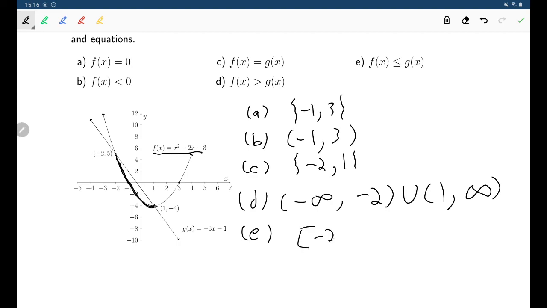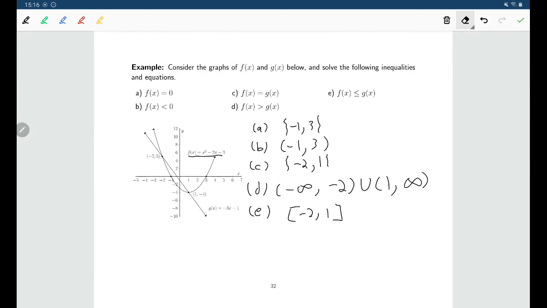Here I am going to include the negative 2 and the positive 1 because those do make the two things equal to each other. Those are x values where f of x is equal to g of x, and we're including where they're equal to each other. So I have here that my f of x is less than or equal to g of x in that whole interval from negative 2 up to positive 1, including the negative 2, including the positive 1.